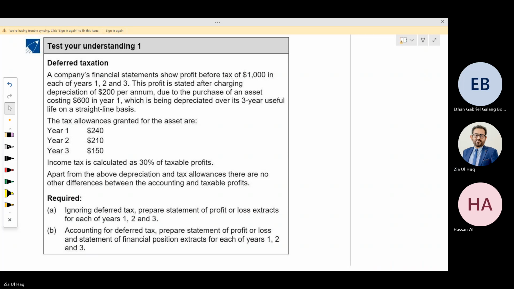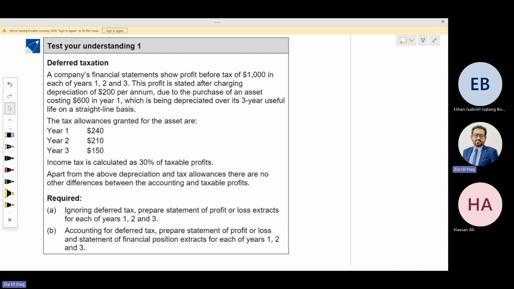In year 1, we purchased an asset with 600. So 3 years was its life. So we charge 200 each year. And based on that, for year 1, year 2, year 3, our profit before tax is 1,000. And to calculate this profit, this 200 expense was deducted. Which is being depreciated over its 3-year useful life on a straight line basis.